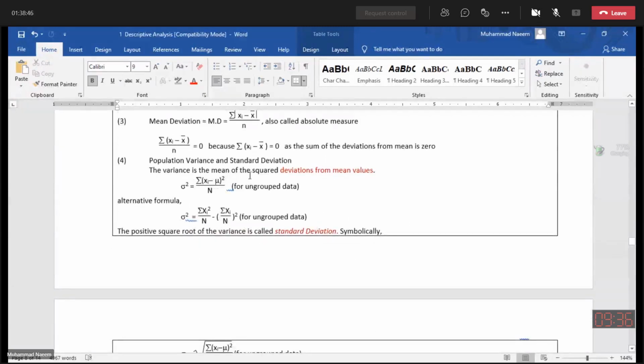Variance is the mean of the squared deviations from the mean value. This is the definition of the variance. Variance is the mean of the squared deviations from mean value. Look at this formula.